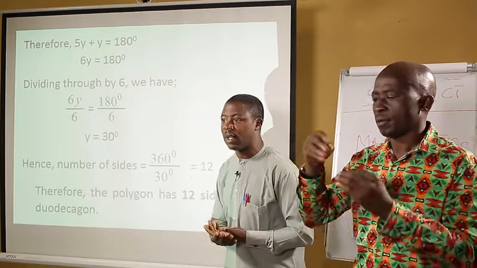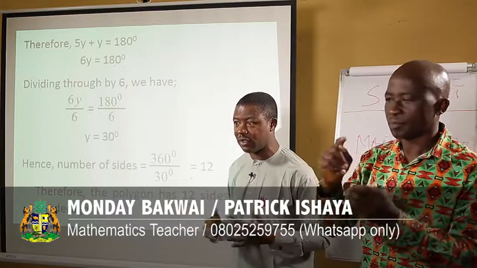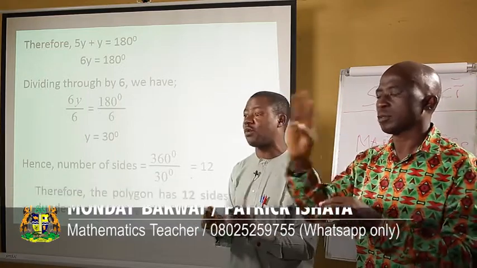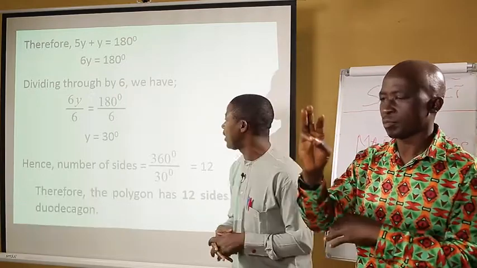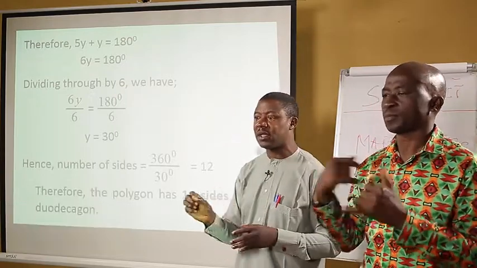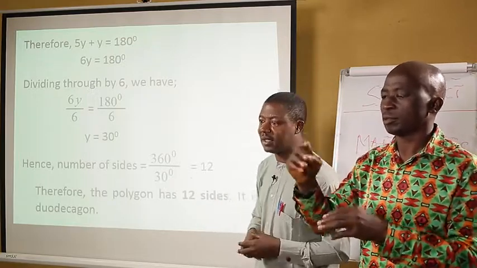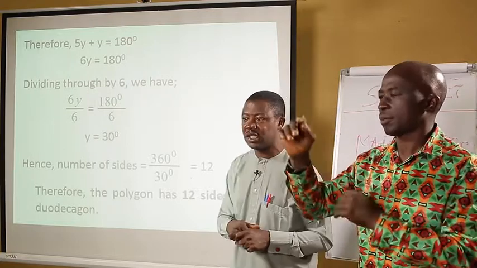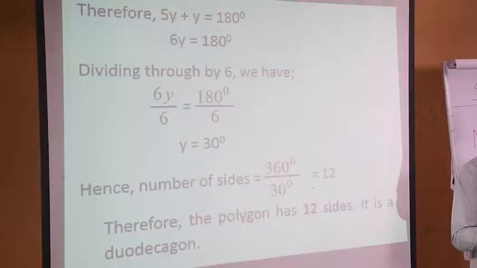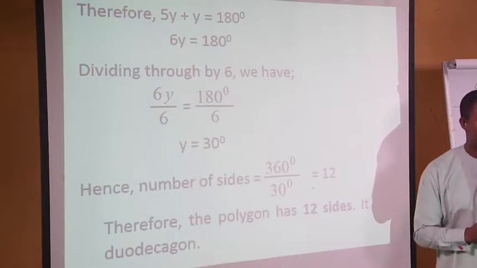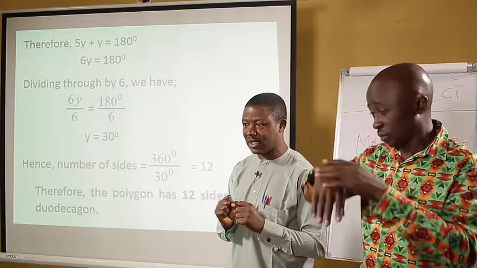How do we find y? The coefficient of y here is 6. So dividing through by the coefficient of y, which is 6, 6 will divide 6 to leave you y. We are now having 180 degrees divided by 6, and the result is 30 degrees. Hence, mark you, each exterior angle is 30 degrees.